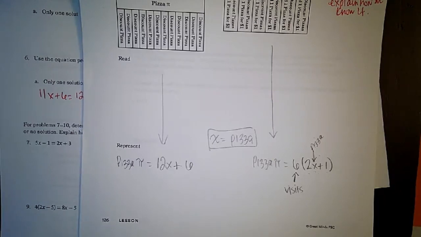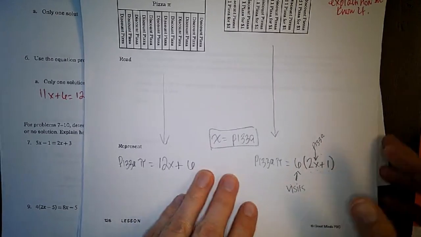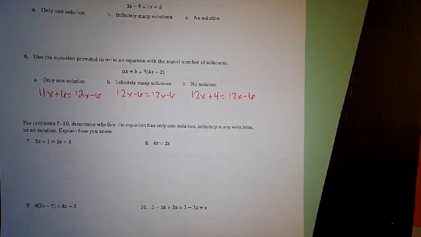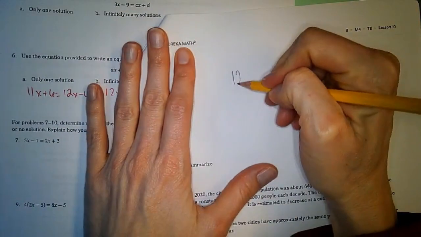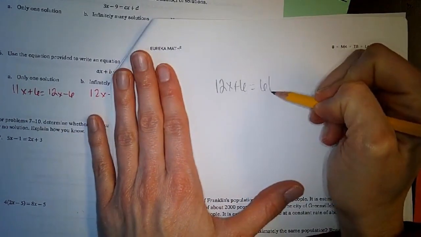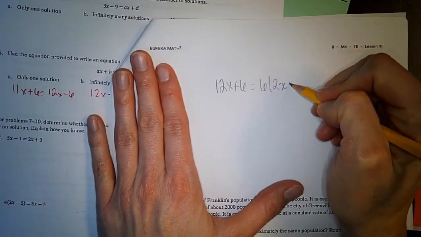Okay, when we're setting up a linear equation, how do we do that? What do we set up? Okay, 12x plus 6 equals 6 times 2x plus 1, right? Now we need to do what to solve? Distribute.